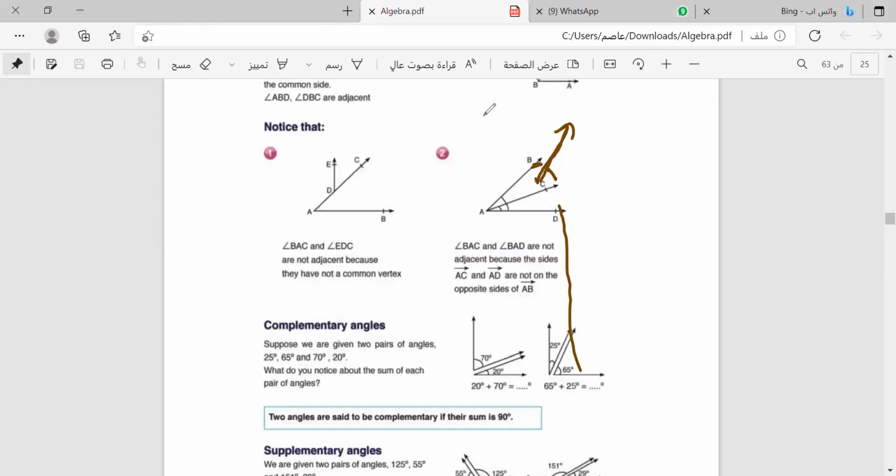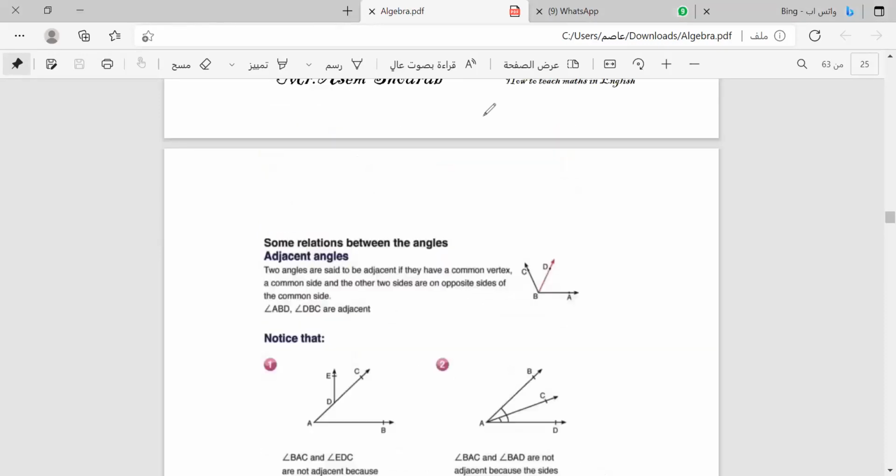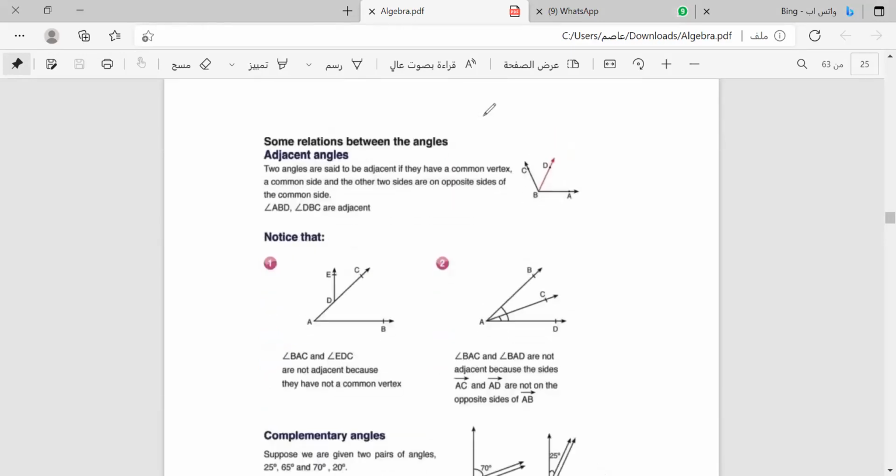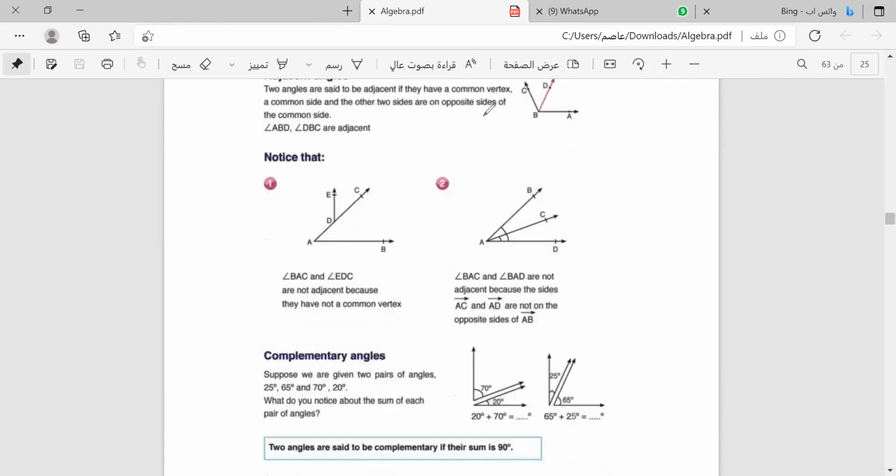طيب، لو فهمنا، احنا بس عايزين نرجع للكلمة دي: adjacent angles. يعني ايه adjacent angles؟ زاويتان متجاورتان، بالظبط. طيب هنا في نمبر 1 ونمبر 2، ينفع يكونوا adjacent angles: EDC and angle BAC؟ No. Why? Because they don't have the same vertex. مفيش رأس مشترك.